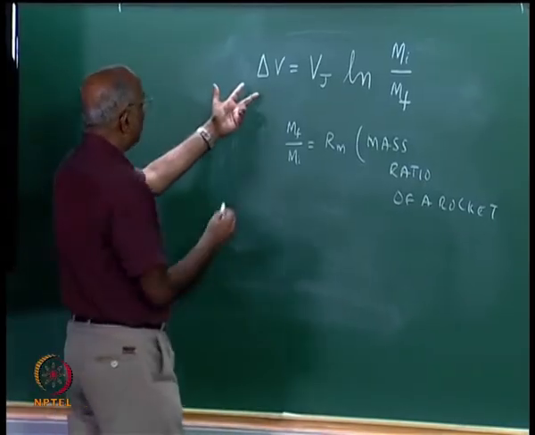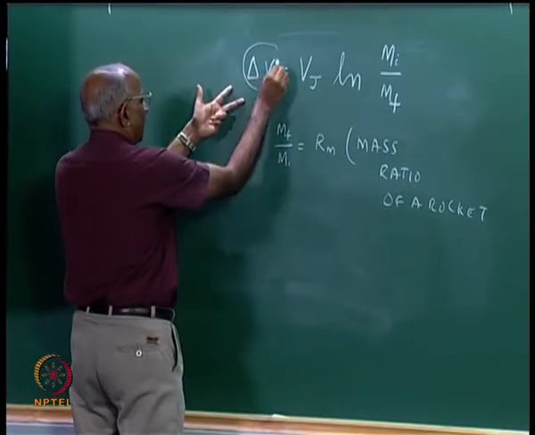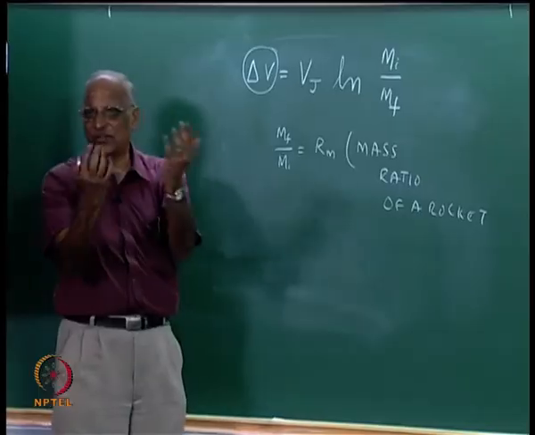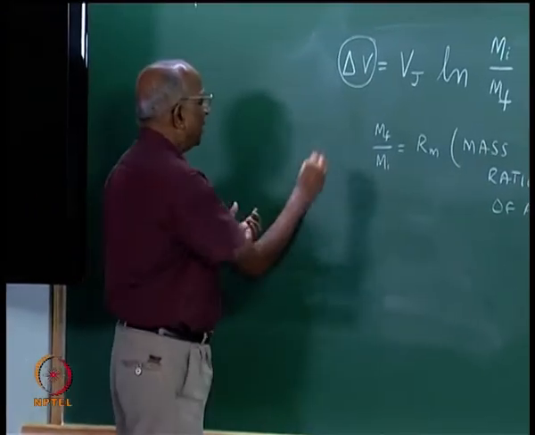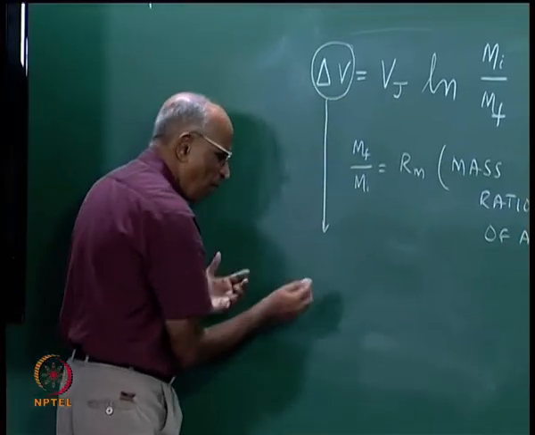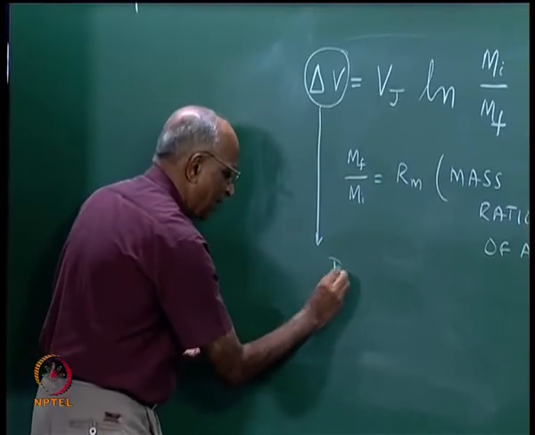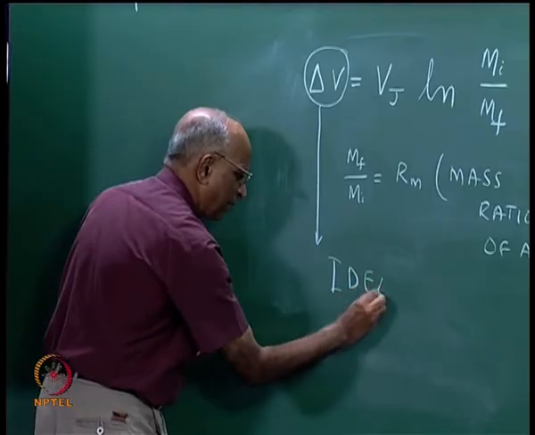When I say this is the velocity which a rocket gives, I did not consider the gravitational forces, I did not consider drag and all that. Therefore, delta V is also spoken of, or it should be called, as ideal velocity increment.